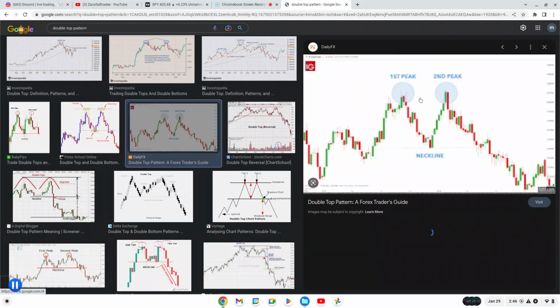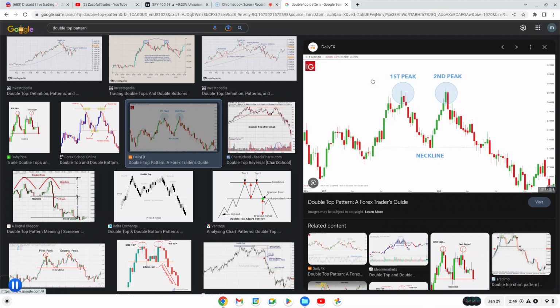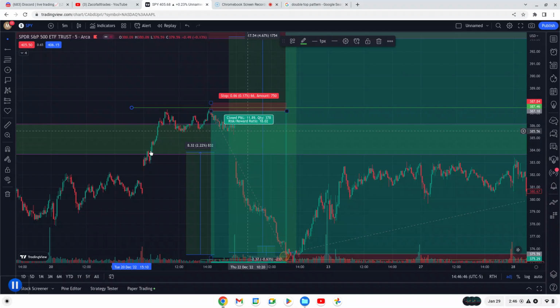Let me just click on this one. So you see right here, a double top. Price goes up, one rejection, price pulls back down, bounces right back up, rejects again, and they sell off. So that's one retest, basically. Second retest, and then sell off. First peak, second peak, basically. So you see it right here.